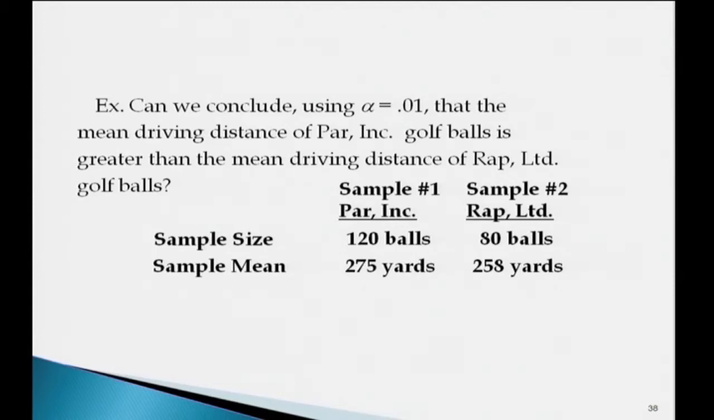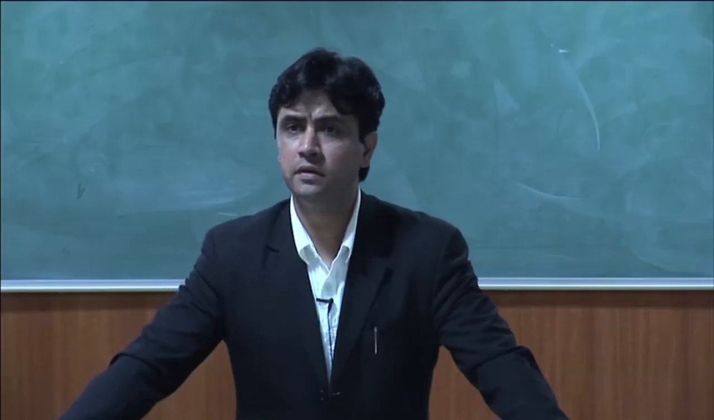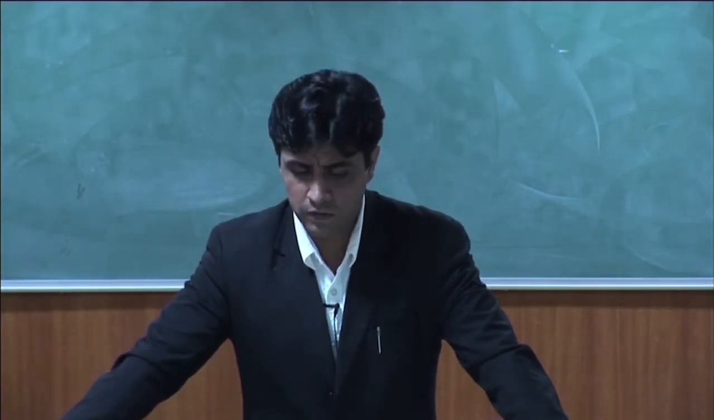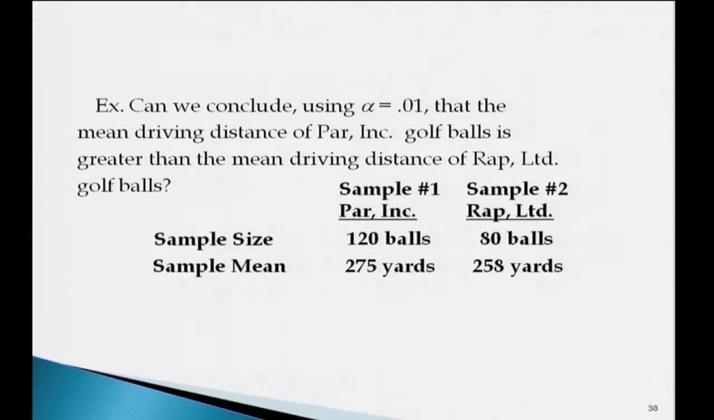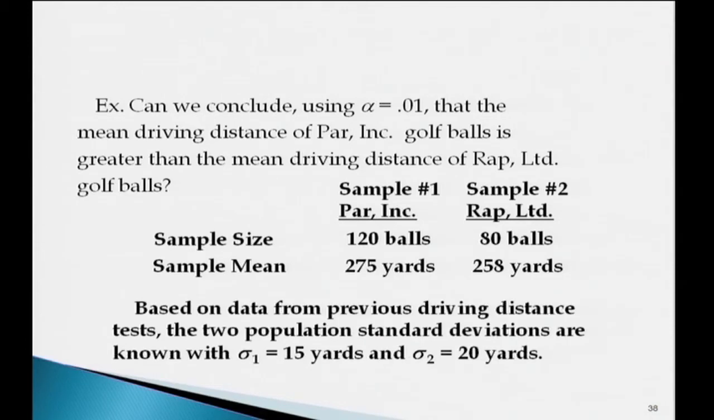Another question here, let us try to solve this. Can we conclude, using alpha as 1%, that the mean driving distance of Par Inclusive golf ball is greater than the mean driving distance of RAP Limited golf ball? So there are two kinds of golf balls available, of Par and of RAP. The sample size for Par is 120 balls, and they have considered how much distance they travel, and for RAP a sample size of 80 balls. The sample mean for the first is 275 yards, and for the other, 258 yards. So the question is based on data from this.